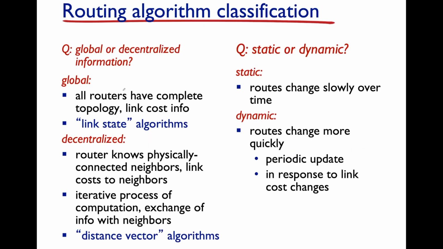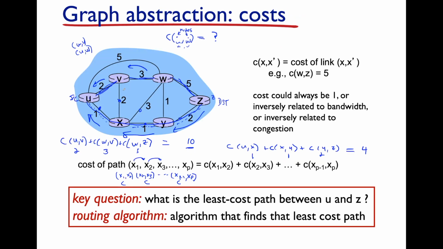Okay, so that's global. Decentralized means that you're only going to send locally to your neighbors. So locally to your neighbors means that V is only going to send to U, X, and W. U is only going to send to V, X, and that's it. W is only going to send to V, X, Y, and Z. You only send your link state information, called a distance vector, to your local neighbors, those routers with whom you share a connection on the other side of the link.